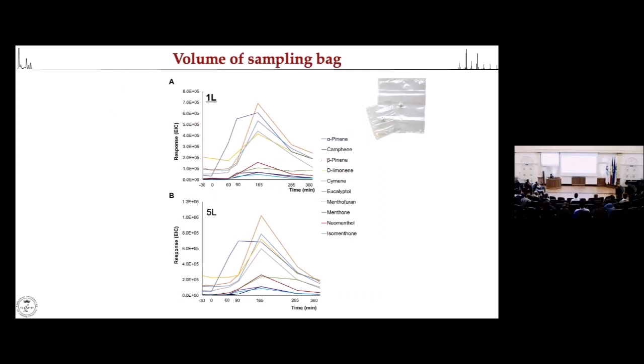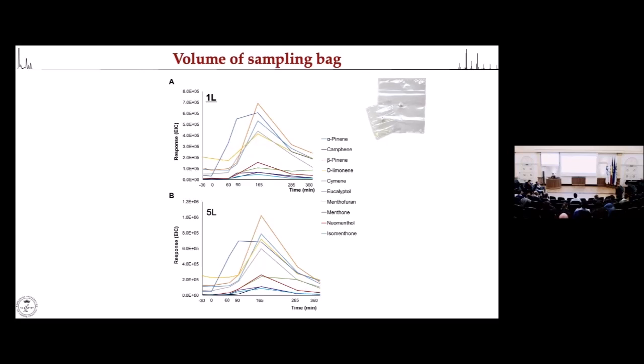So we were able to build these washout curves. Here are reported 10 of those metabolites. Most of them are terpenes. And we also evaluated the volume of the bag. So we used these to see what volume we should use.